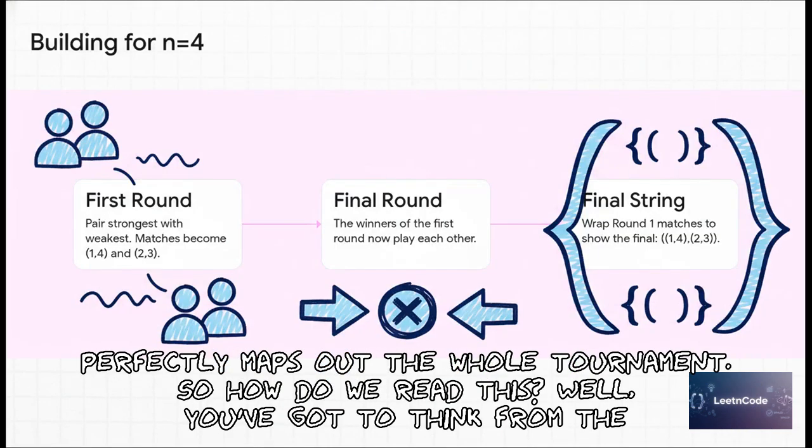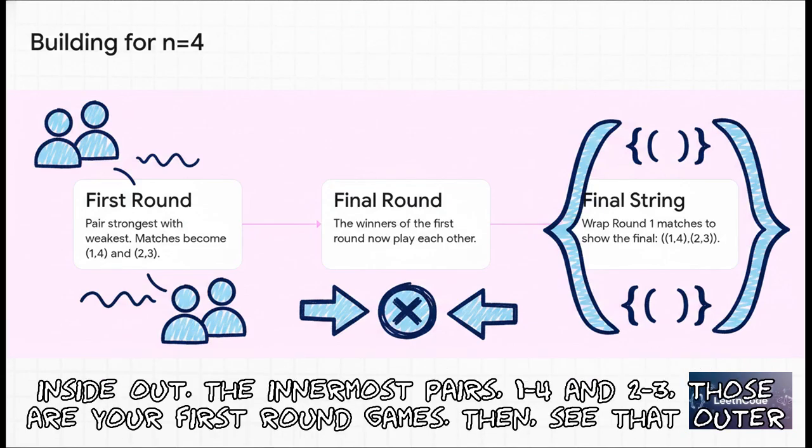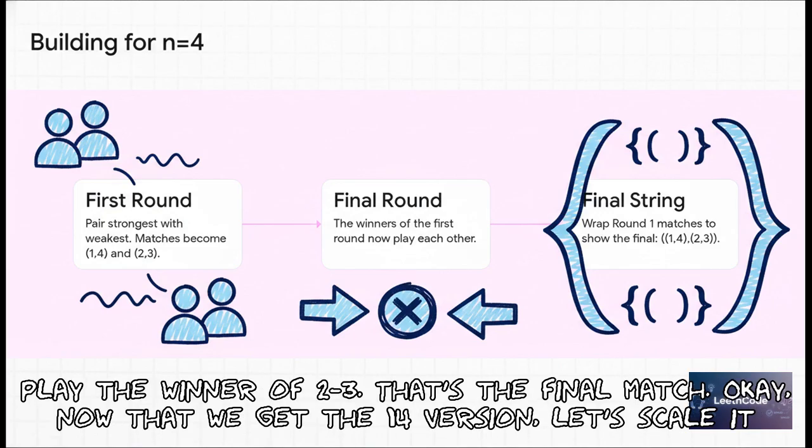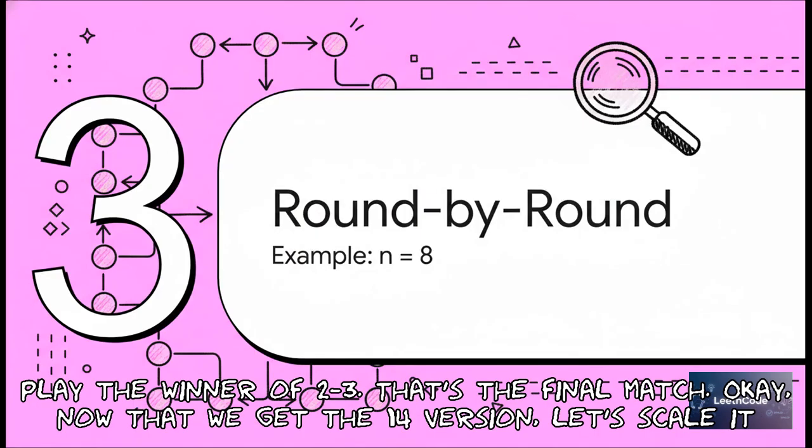So how do we read this? Well, you've got to think from the inside out. The innermost pairs, 1-4 and 2-3, those are your first-round games. Then, see that outer set of parentheses? That wraps around the first 2, showing that the winner of 1-4 is going to play the winner of 2-3. That's the final match. Okay, now that we get the 4-team version, let's scale it up.